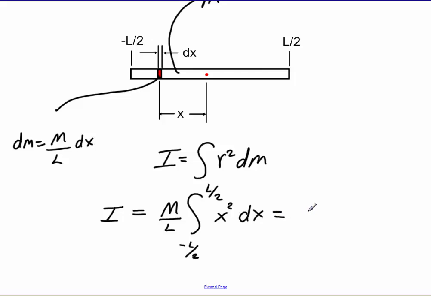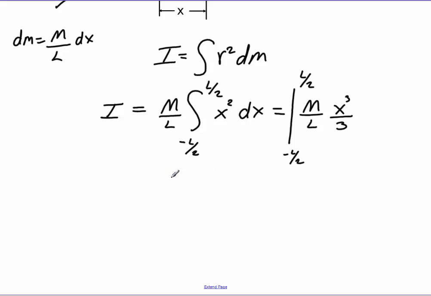When I integrate that, I will get, again, m over L times x cubed over 3, with the limits being negative L over 2 to L over 2. Alright, I'm going to go ahead and pull out all the constants. It's going to be m over 3L from L over 2 to negative L over 2 of x cubed.